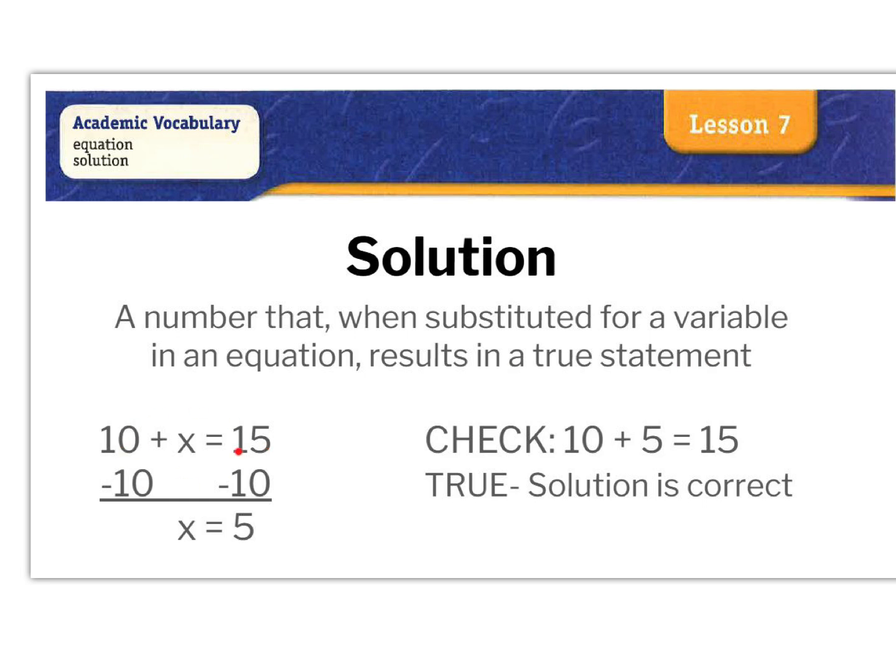So here is our example. Here is an equation, 10 plus x equals 15. If we take away 10 from both sides, then we're left with x equals 5. So then we check it. 10 plus 5, we substitute that 5 in for x, equals 15. It's true, so the solution is correct.